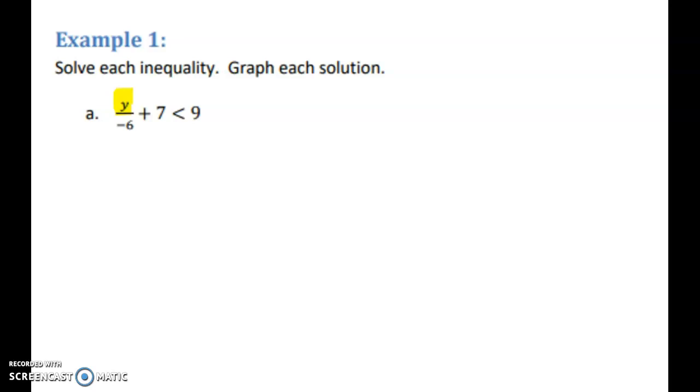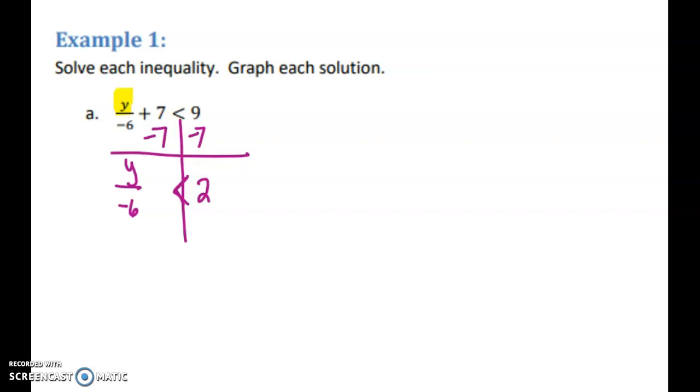First, I'm going to move the 7. Remember that since it's not a large fraction, I don't divide by 6 on everything first. First, I move the 7. And it's adding 7, so I'm going to subtract 7 from both sides. I'm not even going to draw my line down, so I remember that what you do to one side of the inequality, you must do to the other. So it's y divided by -6 is greater than 2.